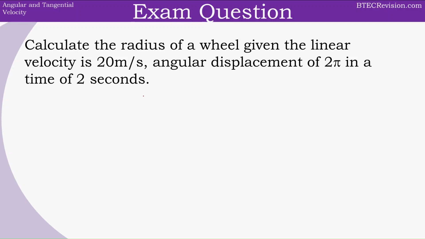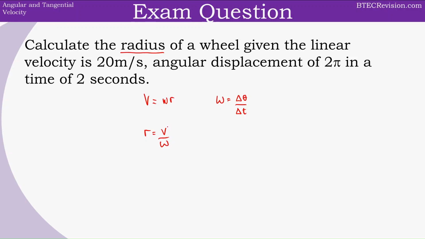We can start by writing down the equations. v equals omega r, and omega equals delta theta over delta time. Now, the question is asking for the radius, so we can rearrange this first equation for radius. r equals v over omega. And we need to work out omega.